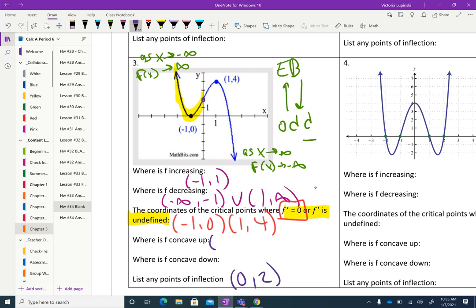So the yellow part that I highlighted, I am saying this graph is concave up from -infinity to 0. And then it looks like the graph turns and becomes concave down. The water would be spilling out, and that would happen from 0 to infinity.